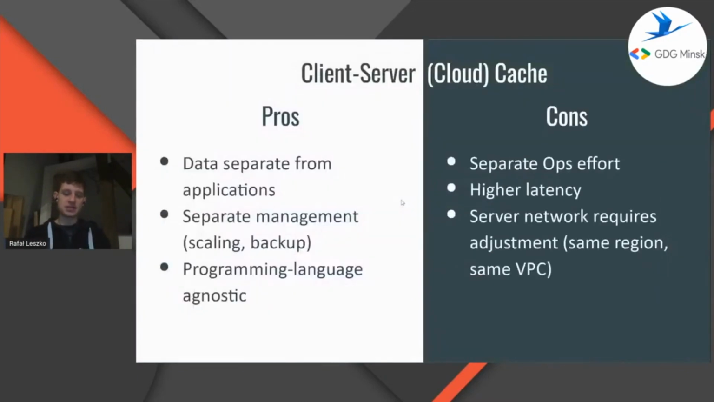Coming back to our presentation. So here are the pros and cons of client-server cloud caching. From the good side, data is separated from the applications, which is usually a must for big enterprises. We have a separate management, so we can scale the cluster up and down, not touching the application layer. And it's programming language agnostic because there is a well-defined protocol between the client application and the server. From the downsides, we need to have some separate ops effort or pay for the cloud. The latency is higher, and we have to think about it. I mean, it's not always higher, but we have to really think about latency.